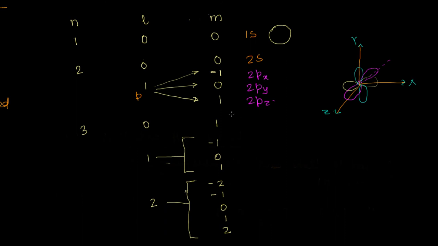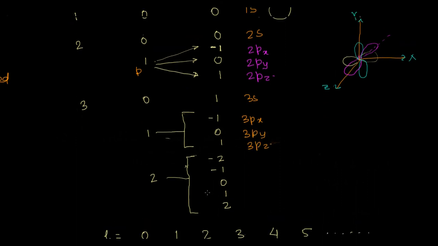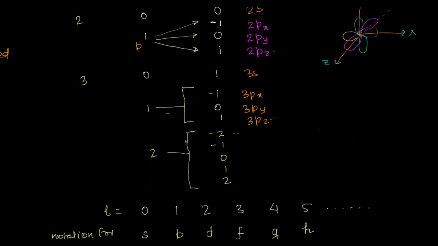Now we come here. So I have the 3s, only one, then I have 3px, 3py, 3pz, correct? And then I have 3d, okay? And I'll show you how they name it, but they name it 3dxy, 3dyz, 3dzx, okay?